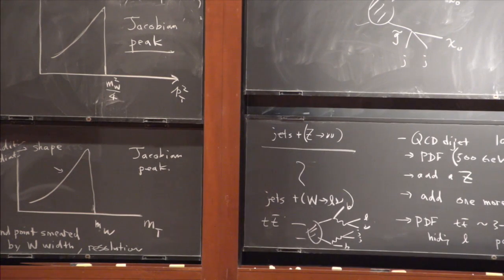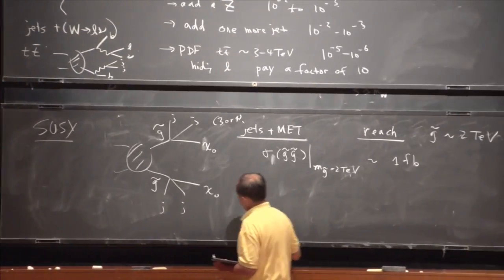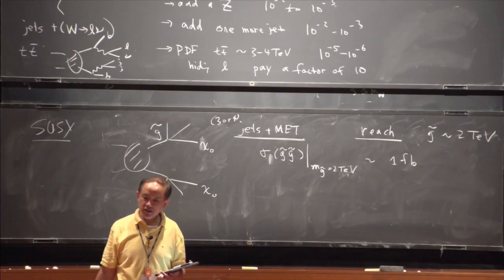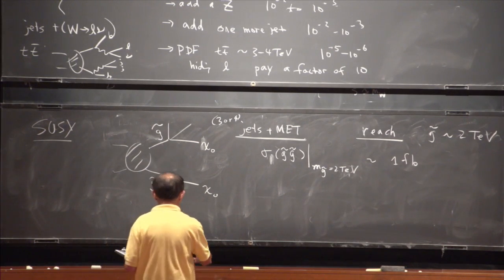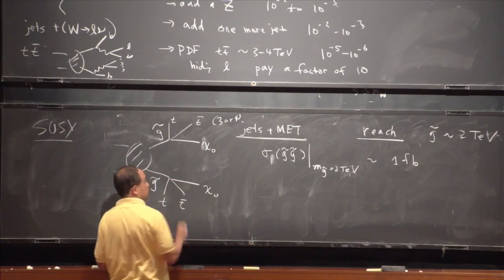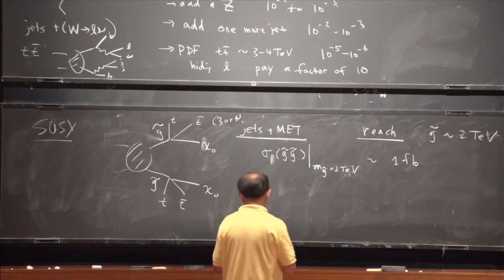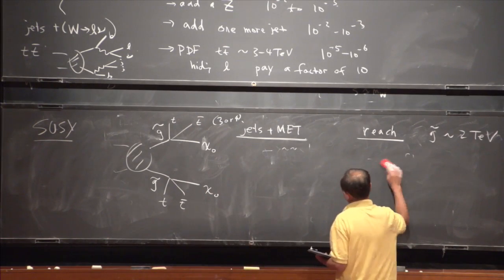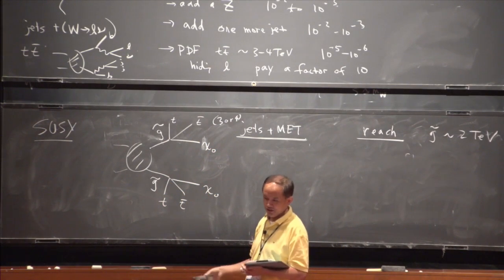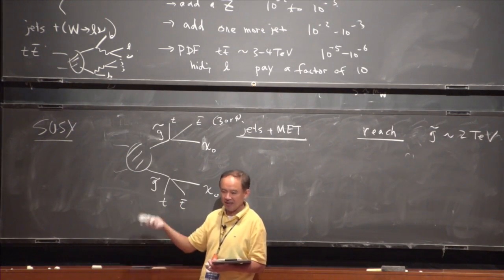Let me try to do it on another board. One of the maybe slightly more favored scenarios is to not have this gluino decay to just jets. It decays to t t-bar. But for four tops, you have many interesting final states, and they can all decay to jets. They just give you a lot of jets.